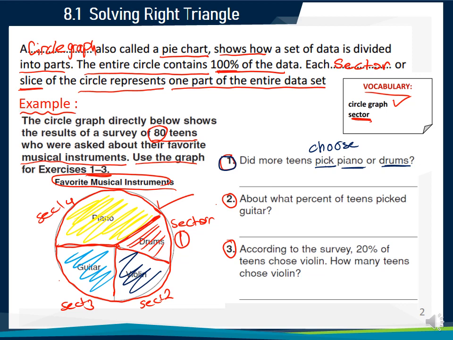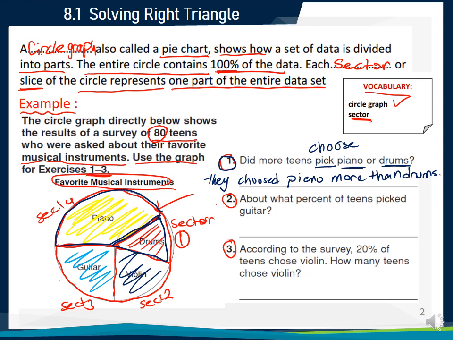Look, here we have piano. The whole part is piano. Piano looks like about 40%. This sector is bigger than drums, bigger than this part. So they chose piano more than drums, because this sector is greater than drums.